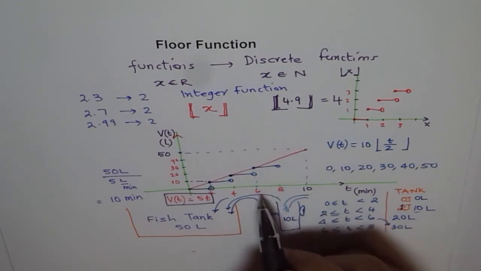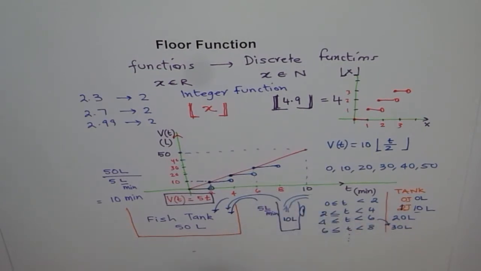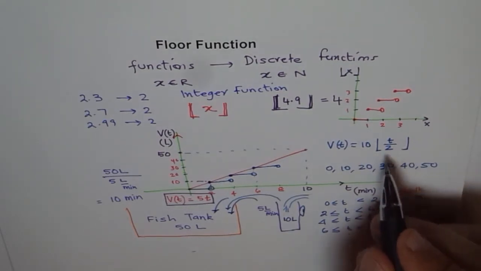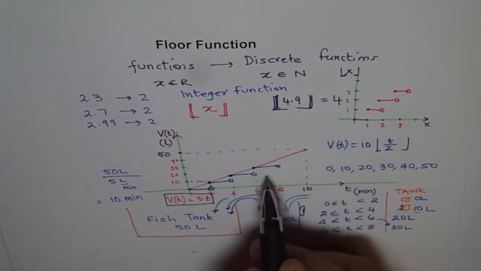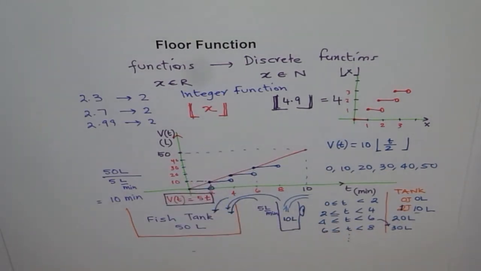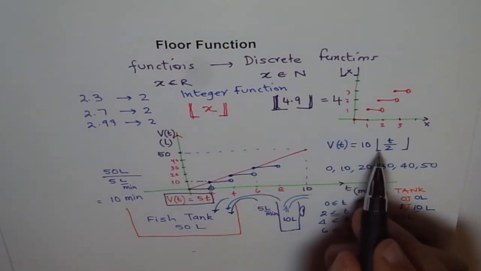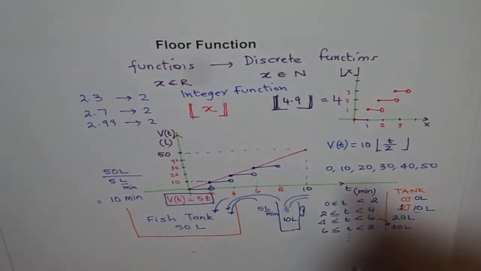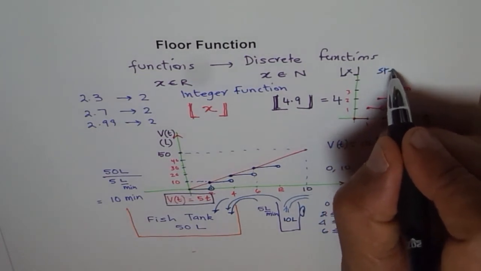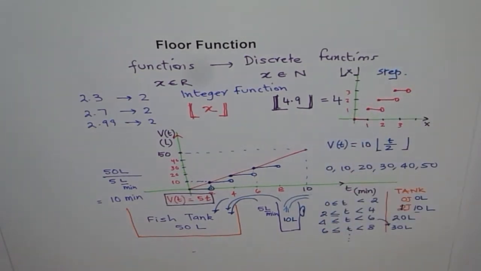Correct? If the time is, let us say, 7.8, 7.8 divided by 2 will be how much? 3.9. Correct? 3.9 will also round down to 3 and we get 30 liters of water. Do you see that? So that is how the floor function works, and it converts our linear function into a step function. Do you see that step function? This is a step function.